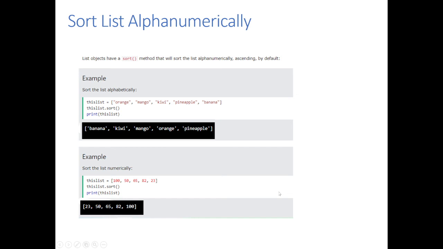Sort list alphanumerically. We can also sort a list. List objects have a sort method that will sort the list alphanumerically, ascending by default. Sort the list alphabetically: this list equals orange, mango, kiwi, pineapple, banana. this list.sort(), then print this list. It is now sorted alphabetically. Sort the list numerically. We have here a list composed of numbers. this list.sort(), then we print the list. It is sorted in ascending order.